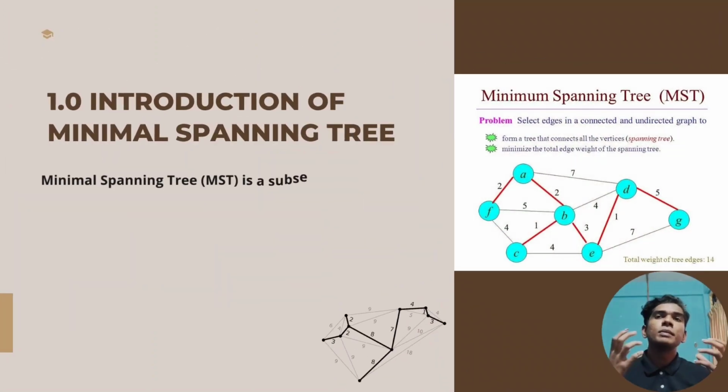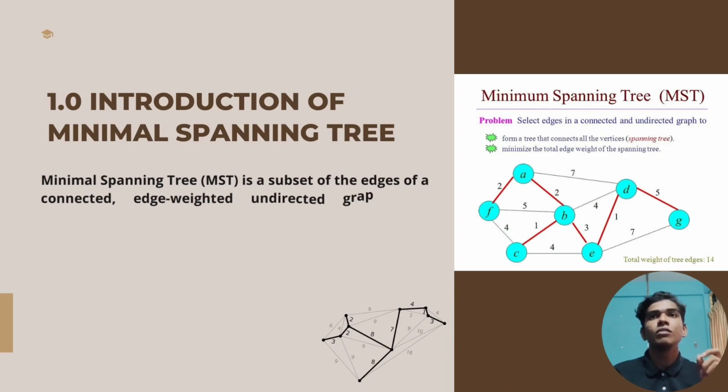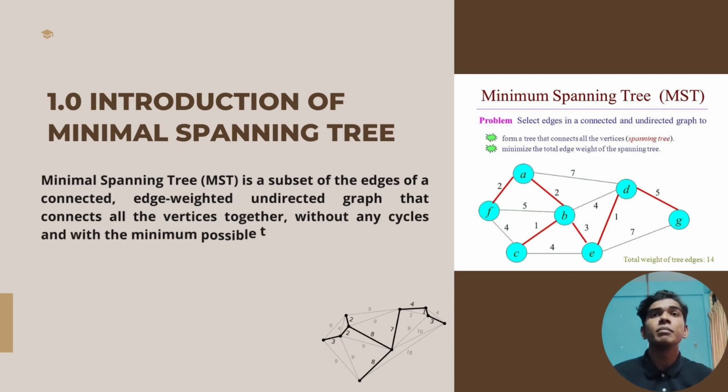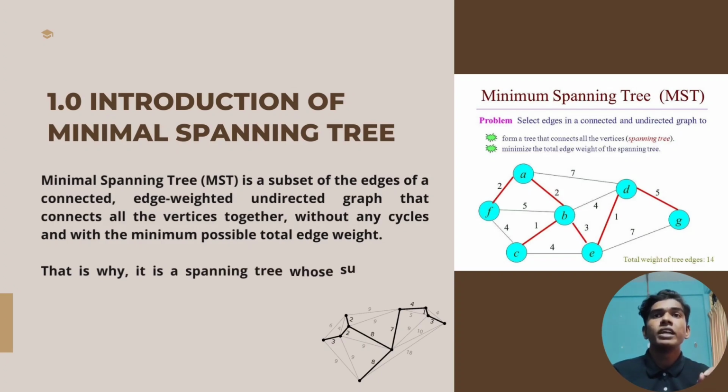So what is a minimal spanning tree? A minimal spanning tree (MST) is a subset of the edges of a connected, edge-weighted undirected graph that connects all the vertices together without any cycles and with the minimum possible total edge weight. This is why it is a spanning tree whose sum of edge weights is as small as possible.